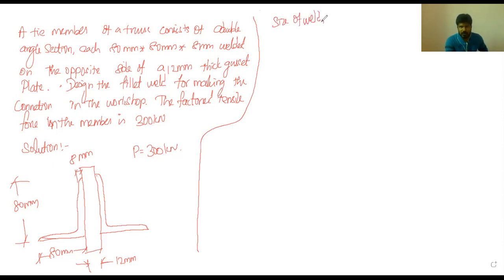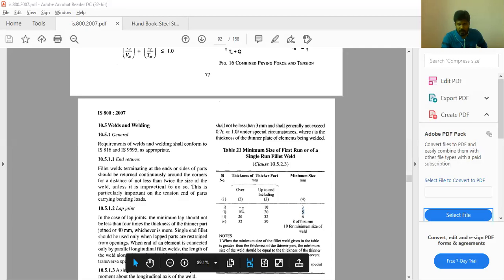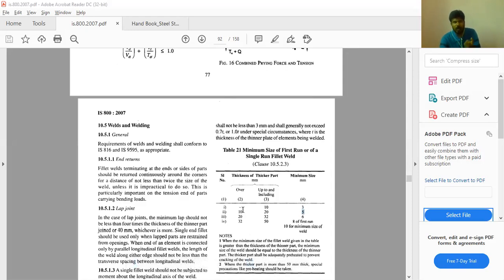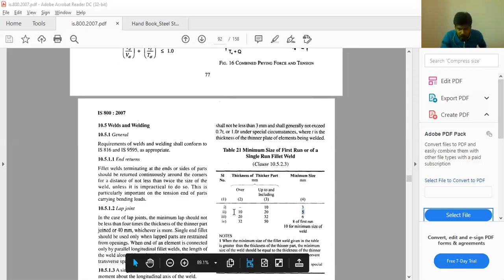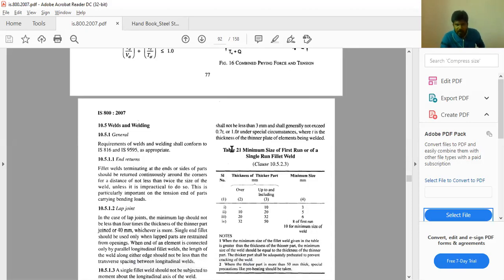So, size of weld, from IS 800:2007. For that there are two plates. One is the 8 mm angle section thickness, and the other is the gusset plate, 12 mm. Among them, 12 is the maximum. The 12 lies between 10 and 20, so the minimum size of weld is equal to 5 mm. This is available in Table 21.